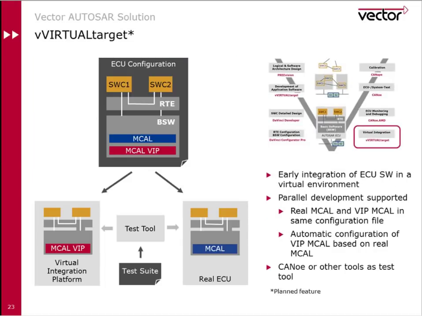When it comes to testing, back up the other side, it might be that you want to test on a virtual target prior to actually running your software on the ECU. And for this, we would use our virtual test target tool that's currently in planning, a development feature. The virtual test target allows you to switch easily and conveniently between a real MCAL for a real MCU and the virtual integration platform, essentially an MCAL built for the Canoe tool.